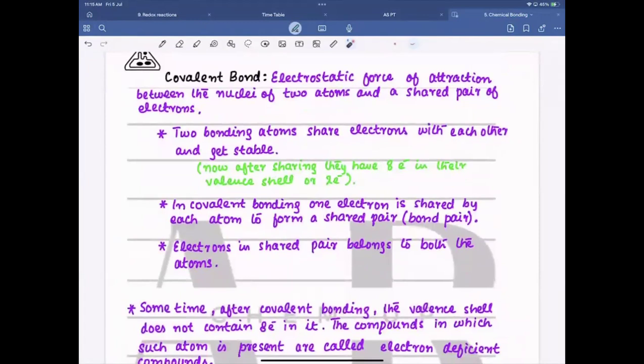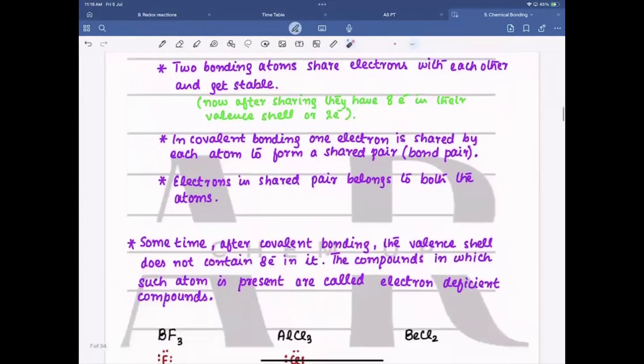The two atoms which share the electrons get stable. Why? Because they have either 8 electrons in their valence shell, or 2 electrons for hydrogen. And the rest of the atoms normally have an octet in their outermost shell. So in covalent bonding, 1 electron is shared by each atom to form a shared pair. We call it a bond pair as well. And the electrons present in that shared pair belong to both the atoms, between those atoms that pair is present. Is this understandable?